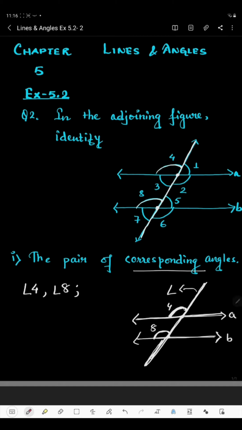Now if you take the right hand side of this transversal, then this angle is on the upper part of parallel line A and this angle is on the upper part of parallel line B. So which angle is this? According to the figure, it's angle 1 and angle 5, right? So angle 1 and angle 5 are on the right side of the transversal line and on the upper part of the parallel lines, right? So it will be angle 1 and 5.